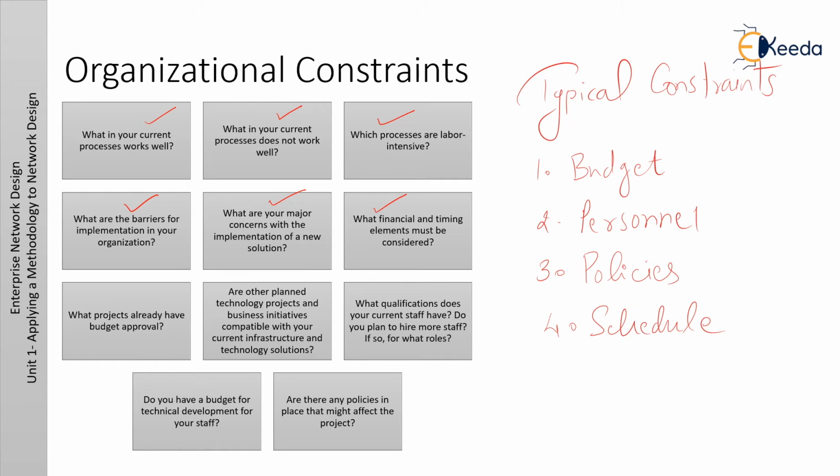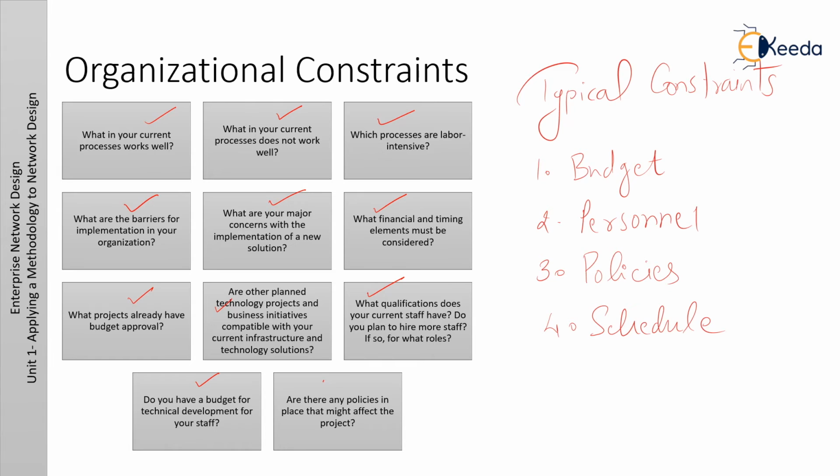What financial and timing elements must be considered? What projects already have budget approval? Are other plant technology projects and business initiatives compatible with your current infrastructure and technology solution? What qualifications does your current staff have? Do you plan to hire more staff? If so, for what roles? Do you have budget for technical development for your staff? And are there any policies in place that might affect the project?